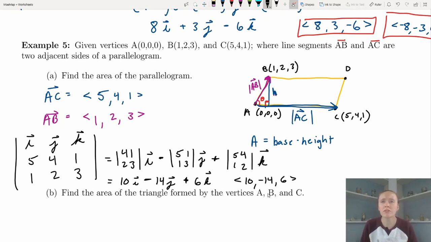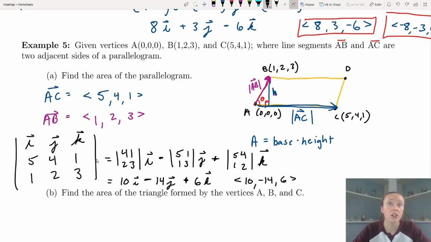And remember, feel free to do a quick double check by taking the dot product of this with either vector AC or AB. If we did it really quickly with vector AB, 10 times 1 is 10, and then I'm subtracting 2 times 14, or adding a negative 14 times 2. So 10 minus 28 gives me a negative 18, and then 6 times 3 is that positive 18. So I do indeed get 0 for my quick double check.